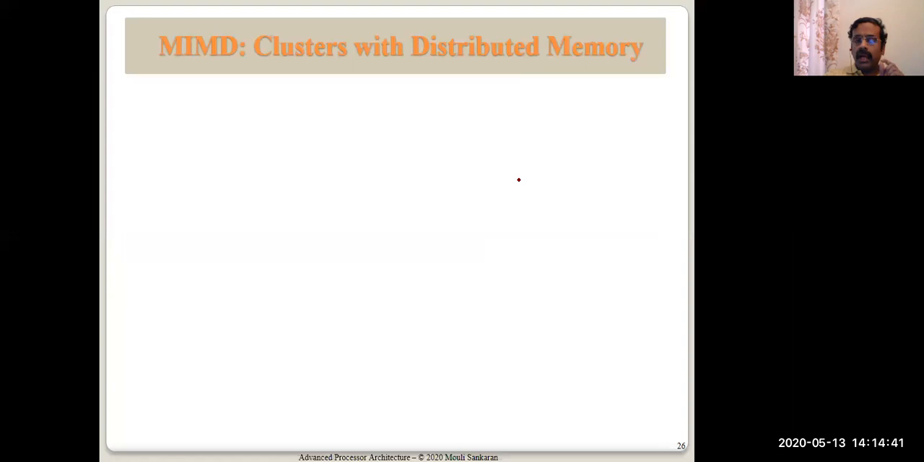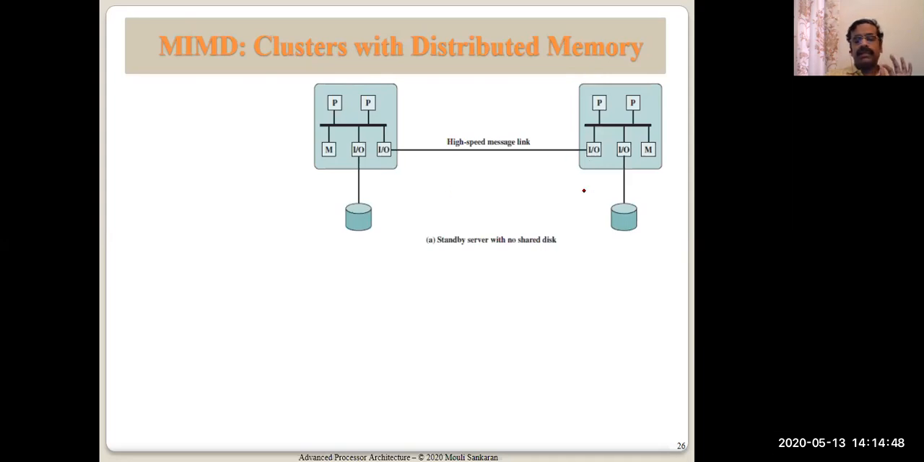So I have come to the last slide. Clusters. A cluster of processors is called a cluster. Each is called a node. Now they have distributed memory. You can see this memory is here and memory is here. So this memory is a local memory as far as these processors are concerned. These are all processors. Whereas this memory is remote to this processor.